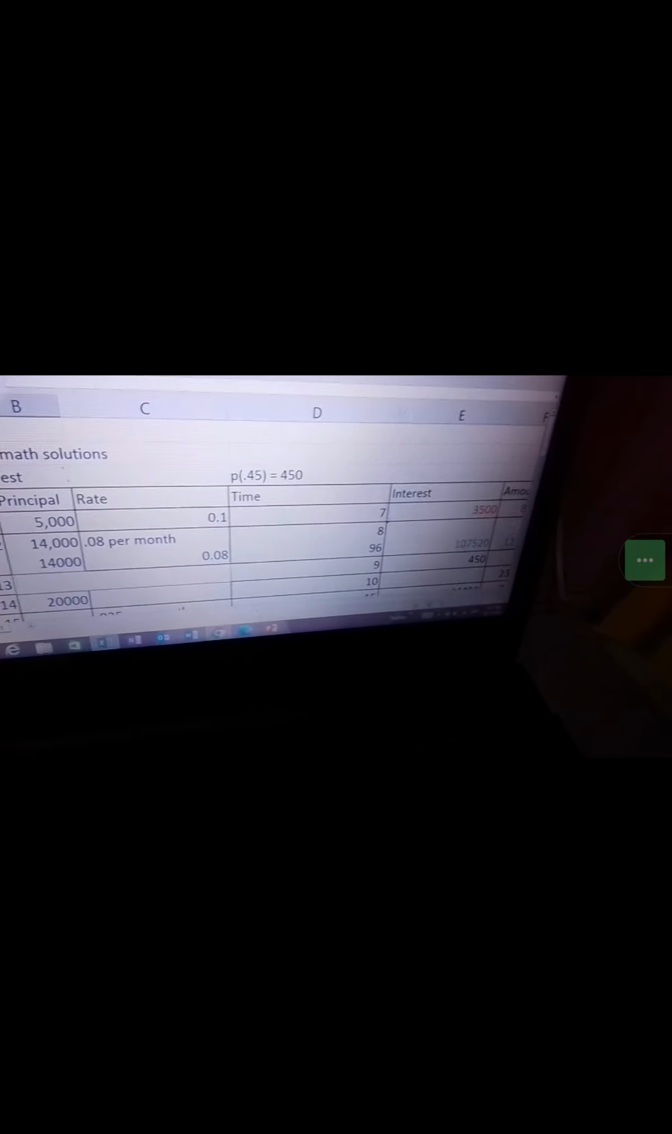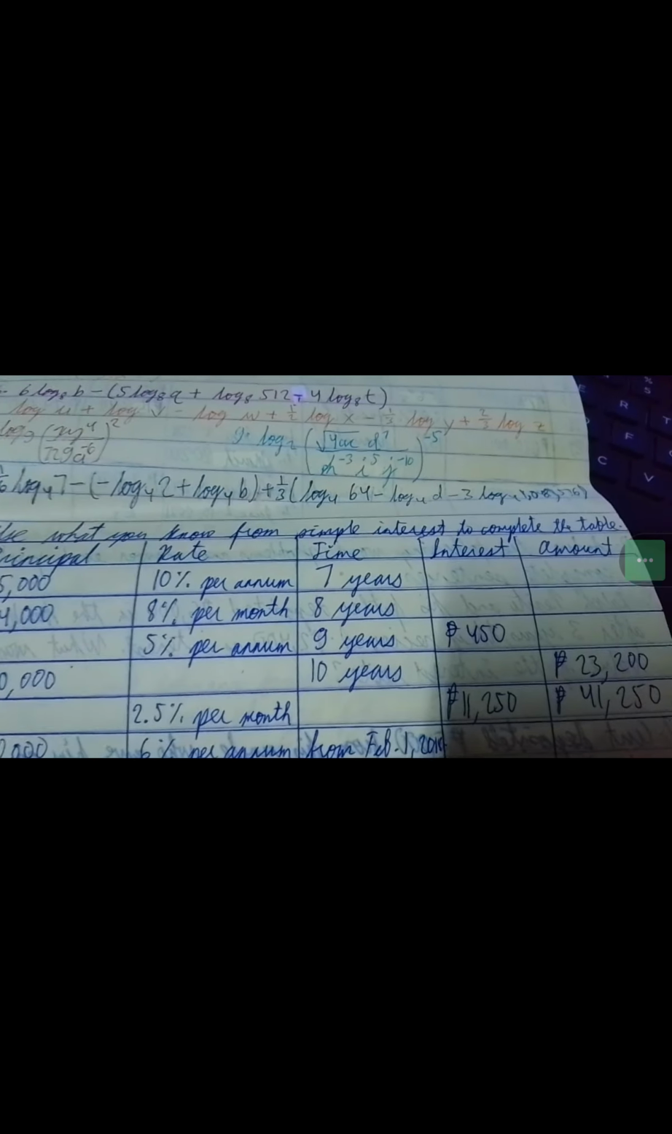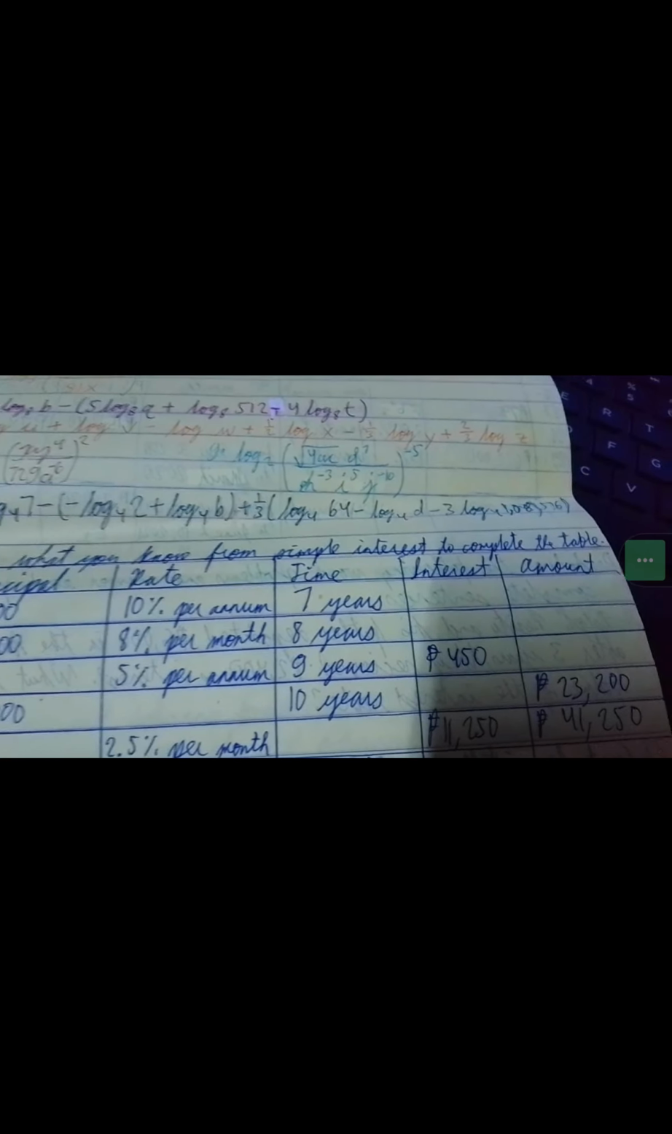Ang time namin ay 9. So now we can just multiply both of them. And you're supposed to get 0.45. Di ba? So this is supposed to be your answer. It's equivalent to 450. Then 450 divided by 0.45.